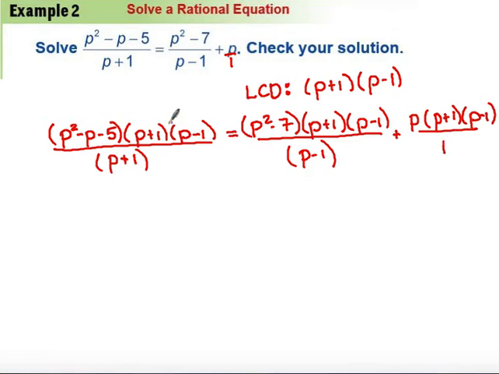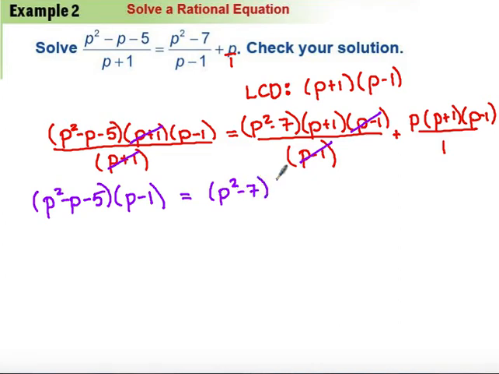Now I'm going to go ahead and cancel any fractions that I can. So the p plus 1 divided by p plus 1 and the p minus 1. So that's going to leave me with p squared minus p minus 5 times the quantity of p minus 1 is equal to p squared minus 7 times the quantity of p plus 1 plus p times the quantity of p plus 1 times p minus 1. So I have a lot of algebra here to do to simplify.